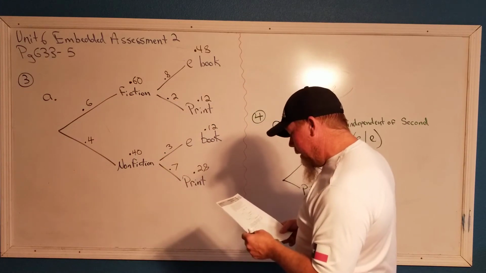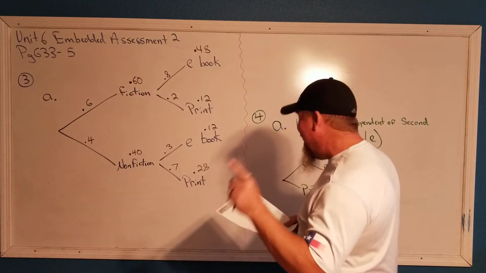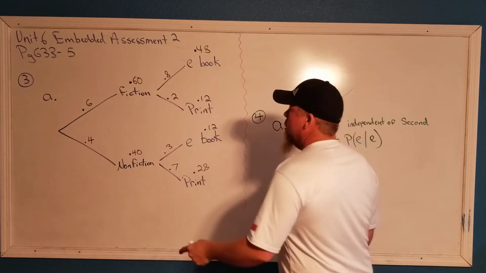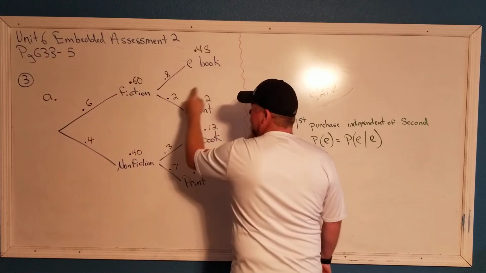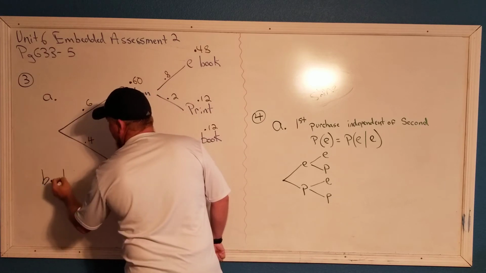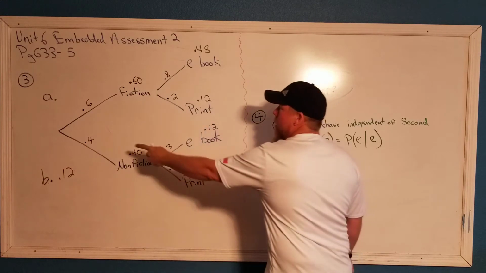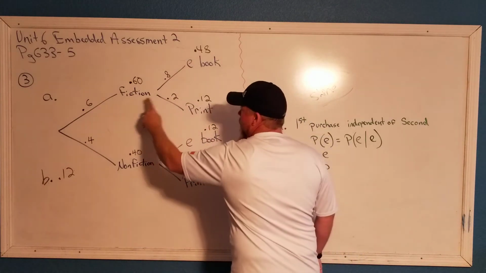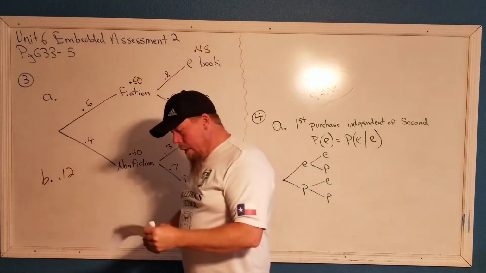Let's see what they ask. It says, when Diane goes to Company A website, what's the probability that she will buy a work of fiction as a printed book? So she's going to go there, she's going to get a work of fiction, and it's a printed book. Bam. So for B, we're going to put 0.12. All right? Hopefully that makes sense. That's how you get there. Work of fiction, print, you multiply those, you get 0.12. Hopefully everybody's good there.